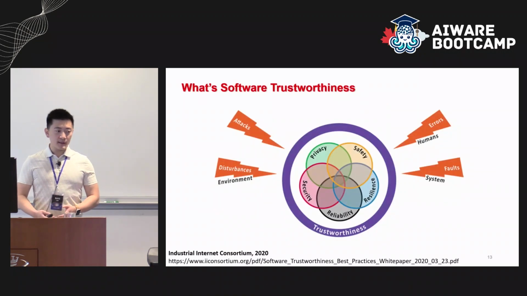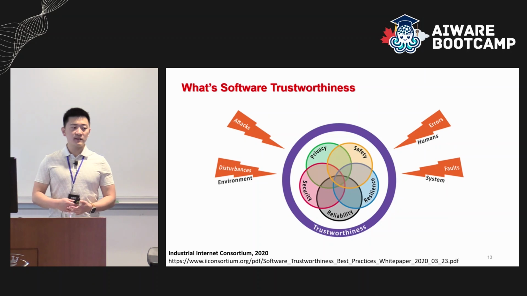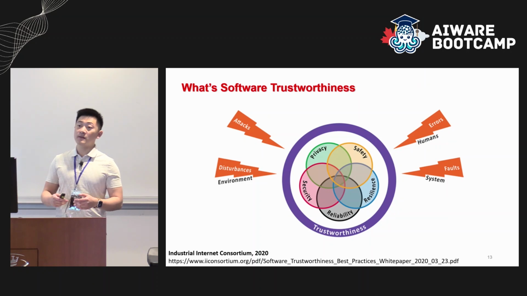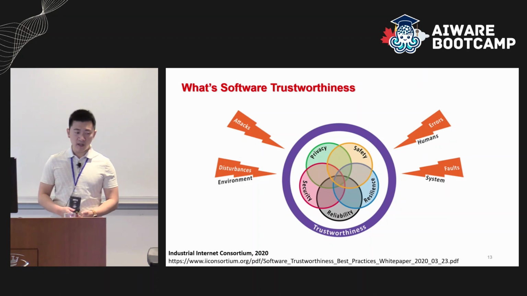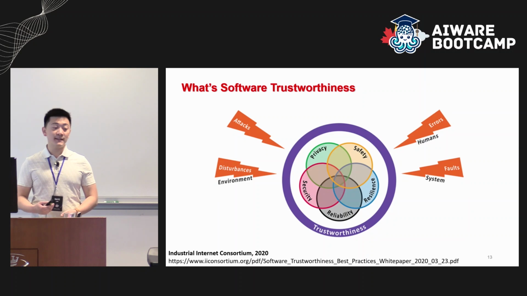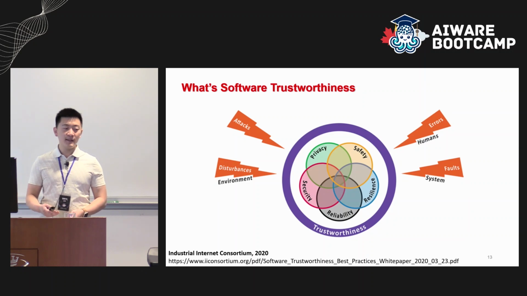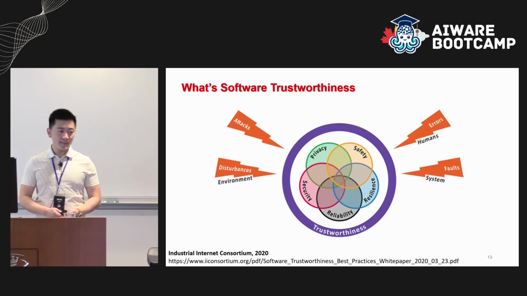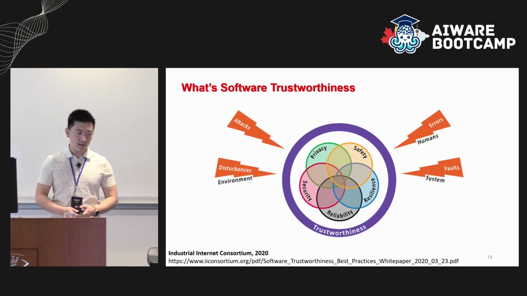With those product qualities, people also talked about software trustworthiness. Usually when people talk about trustworthiness, they're referring to 5 aspects, including privacy, safety, security, reliability, and resilience. That kind of protects you from attacks, errors, all sorts of things that you actually see in production in real life.